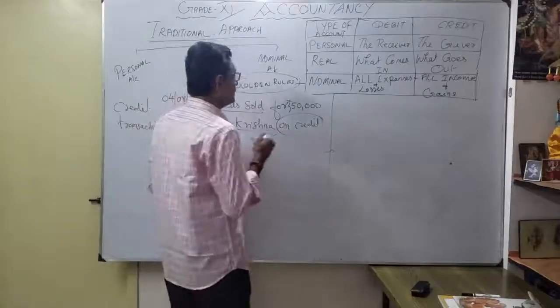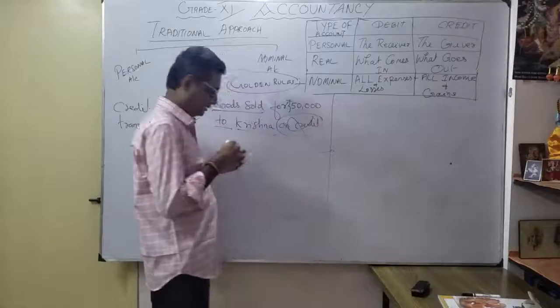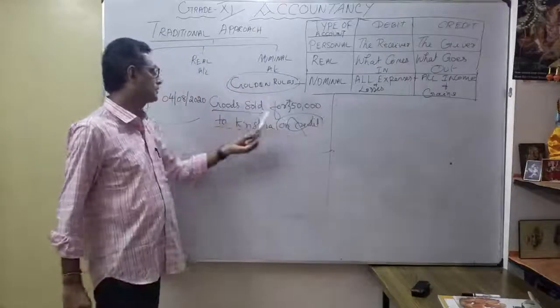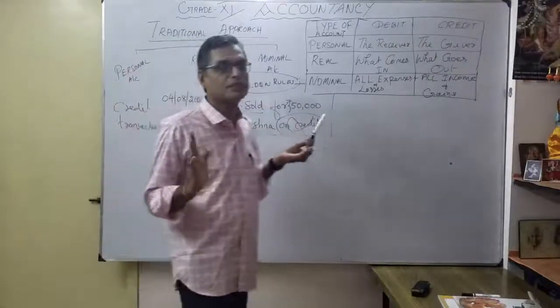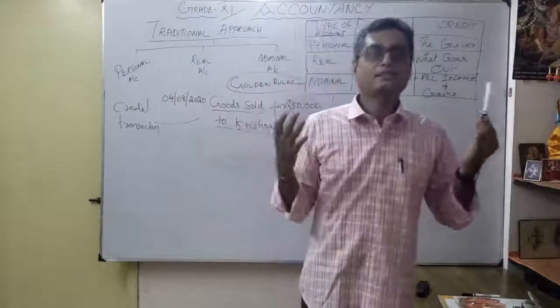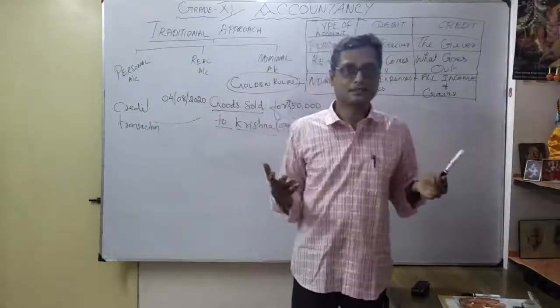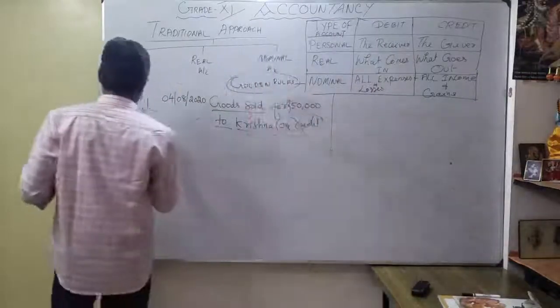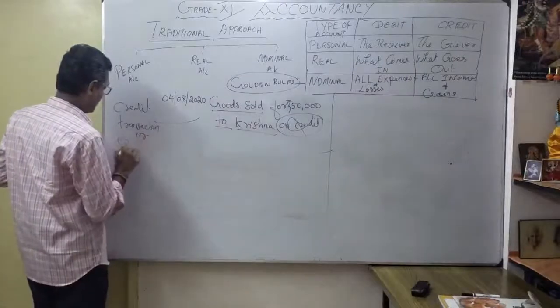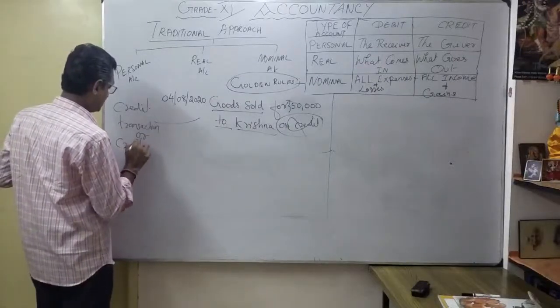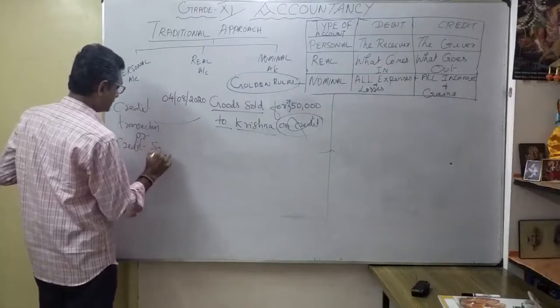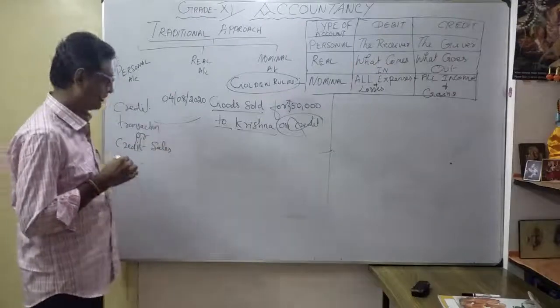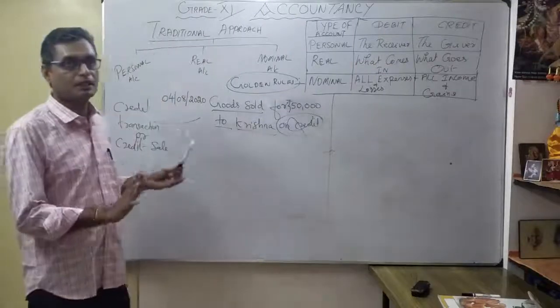Sometimes even the word credit you can't see, it is implied. Just goods sold for 50,000 to Krishna. That means it is coming under a credit transaction, or you can say credit sales. That you have to keep in mind. Now how to form the journal entry for this?